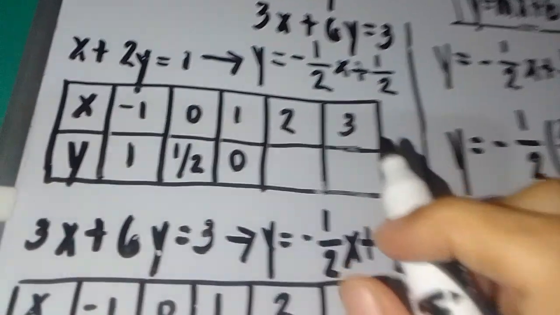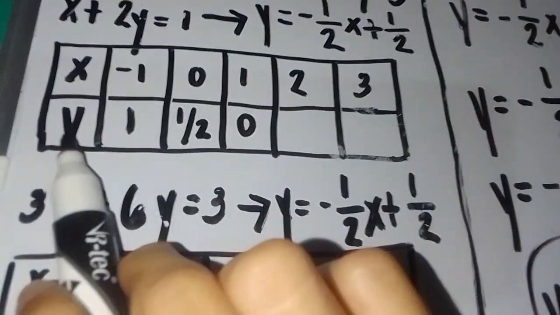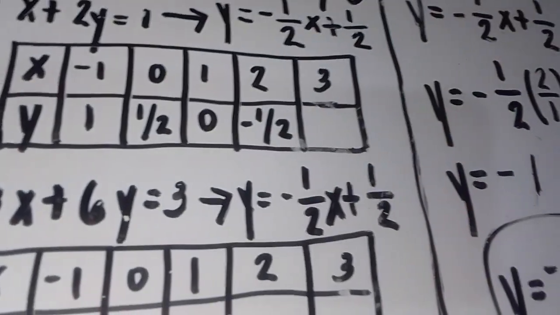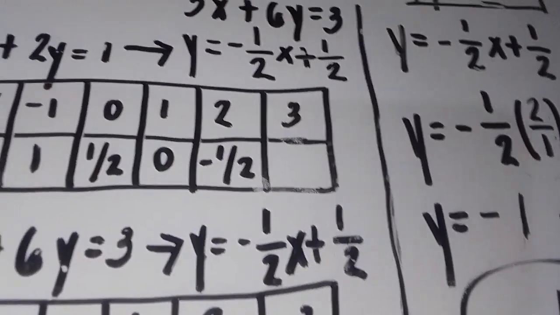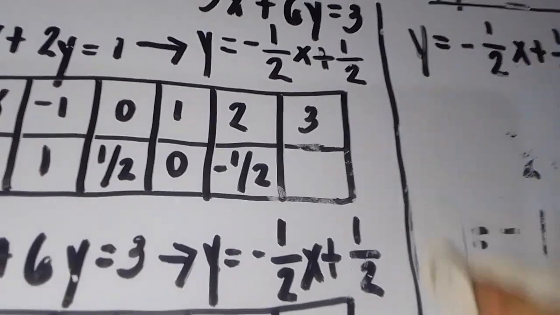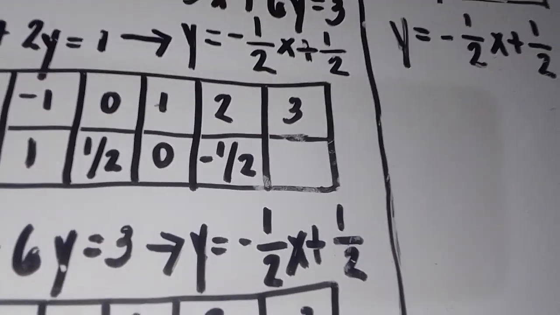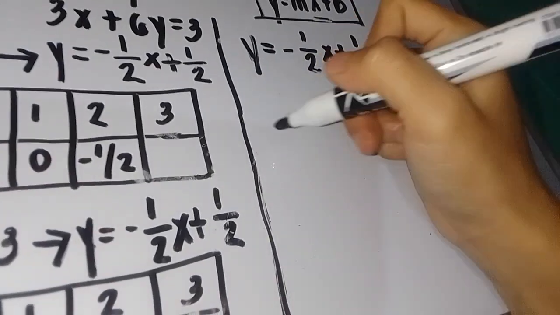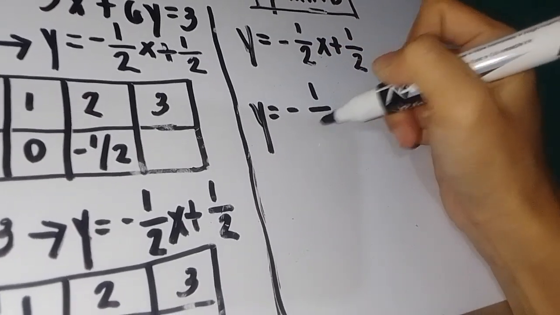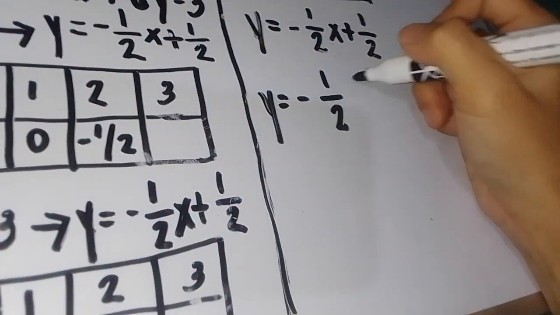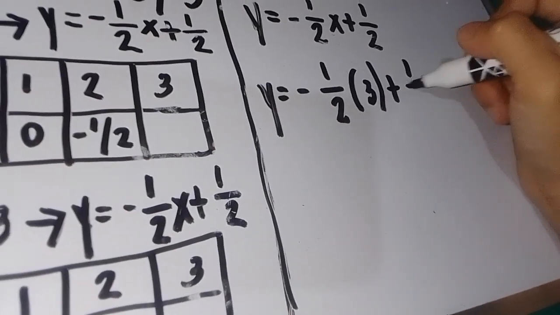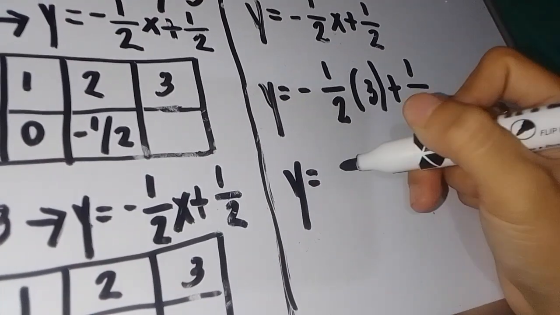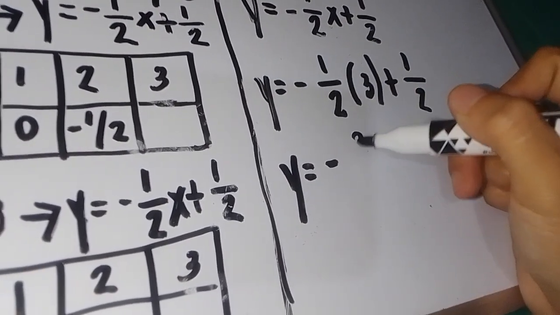So, if your x is 2, your y is negative 1/2 or negative 0.5. And lastly, arita sa 3. What if your x is 3? If your x is 3, substitute using the same expression, y is equal to negative 1/2 x this time is 3 times 3 plus 1/2. So, y is equal to negative times positive is negative. 1 times 3 is 3.